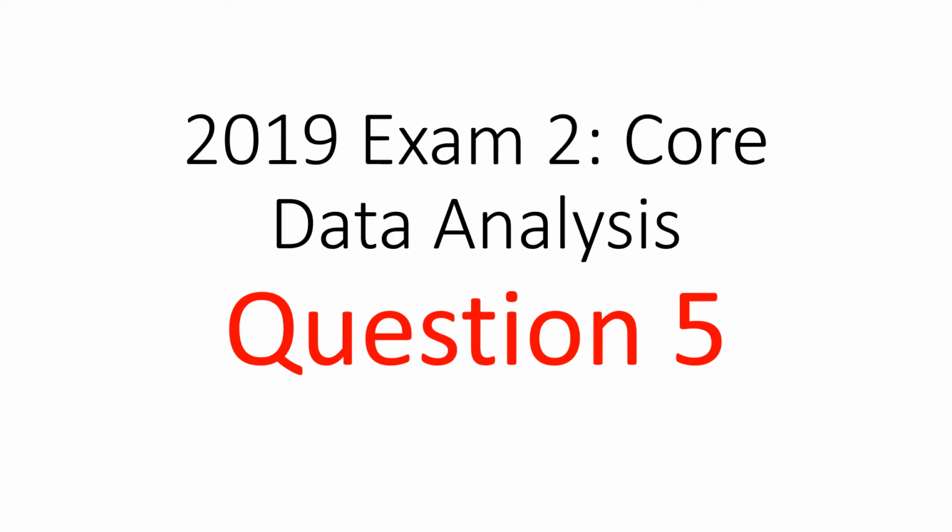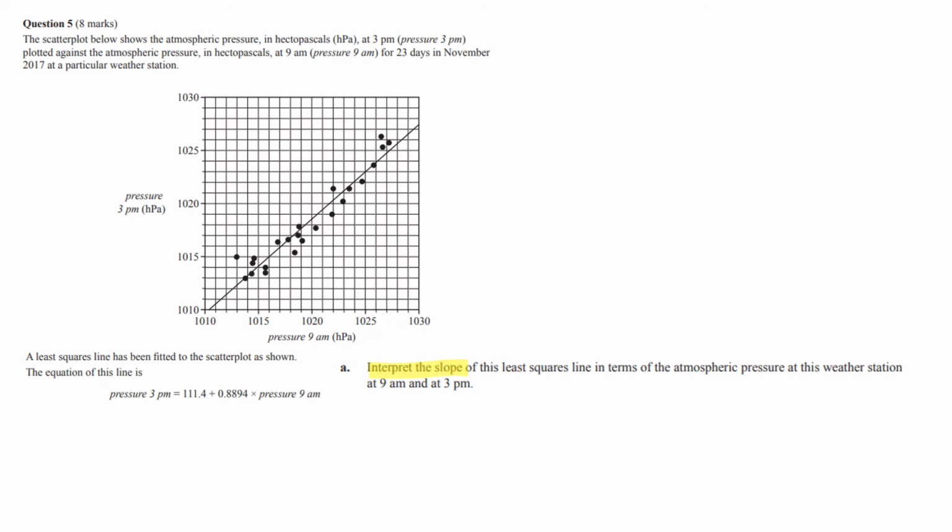2019 Exam 2 Data Analysis Question 5. Okay, we've got to interpret the slope of the least squares line. That's this, but we only want the slope. The slope is just this number.